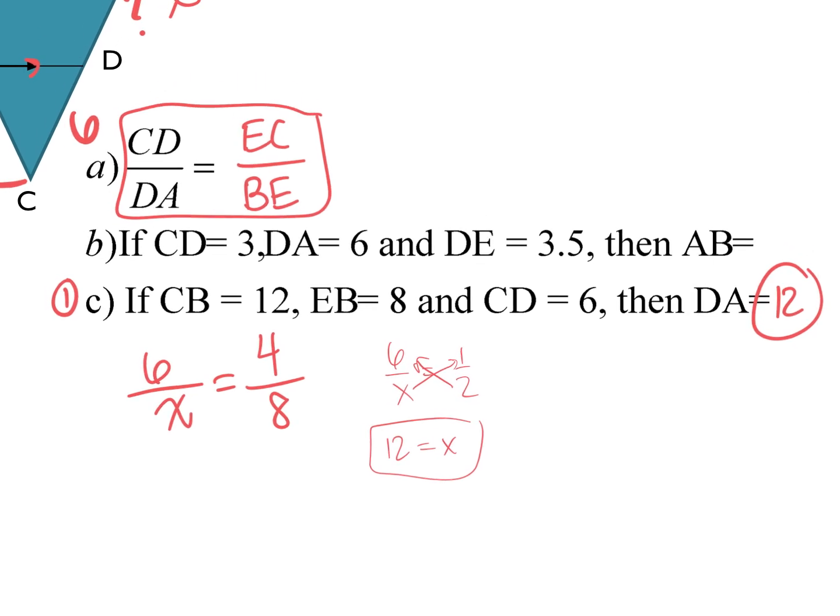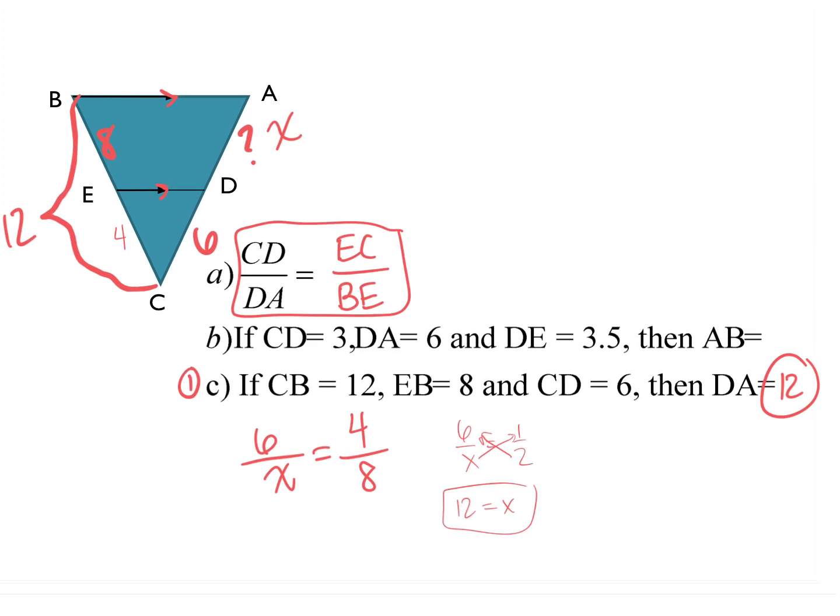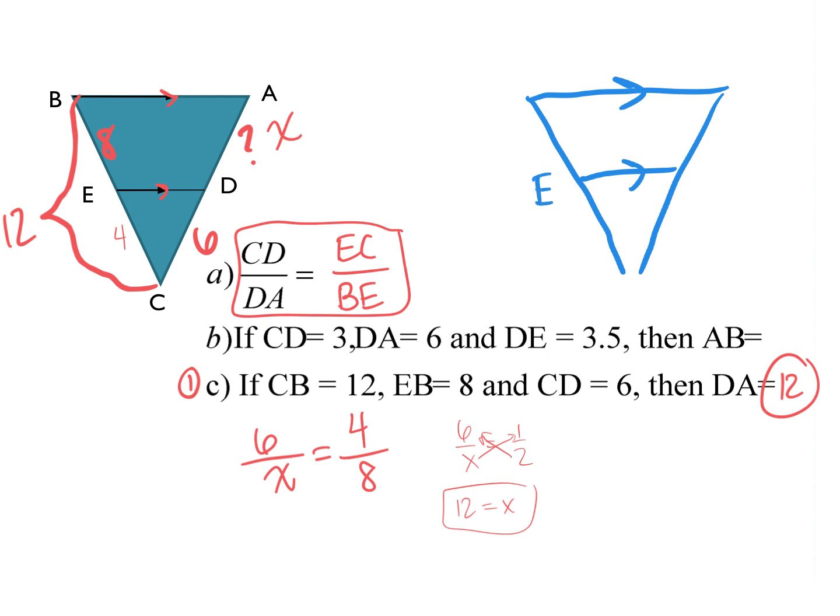Okay. Now, if you want to put a star next to letter B, this is probably one of the most common mistakes you'll make with this lesson, okay? In letter B, it says CD is 3, DA is 6, DE is 3.5, then find AB. Now, to do this one, I want you to draw the picture again because we're going to fill it in with different letters. So draw the whole picture again, the upside down triangle with the parallel line going through the middle, E and D, B and A, and this bottom one should be C.